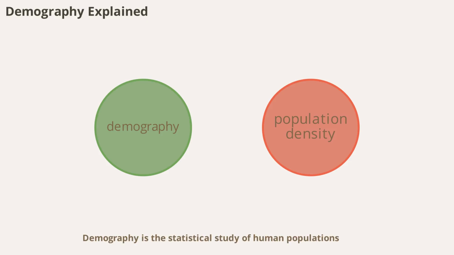Demography is the statistical study of human populations. It focuses on aspects such as size, density, distribution, and vital statistics like birth and death rates. Understanding demography helps policymakers and researchers analyze population trends and plan for the future. Key terms include population density, birth rate, death rate, and growth rate, each providing valuable insights into how populations change over time.